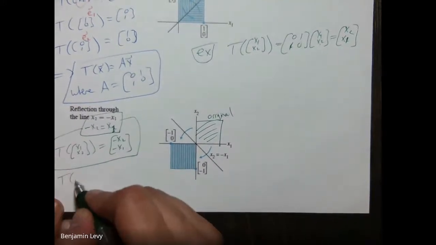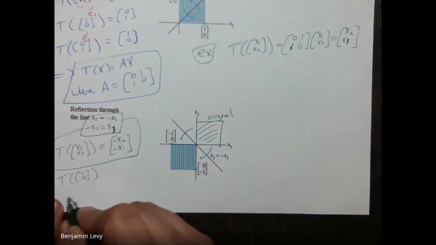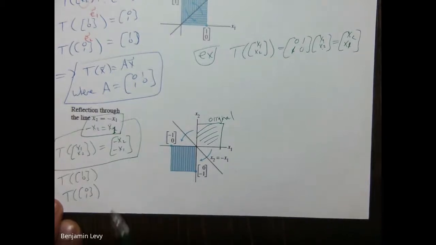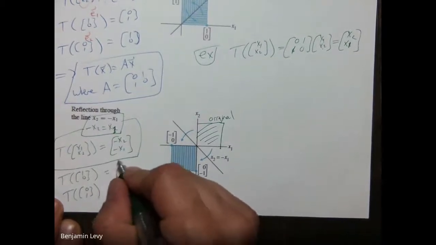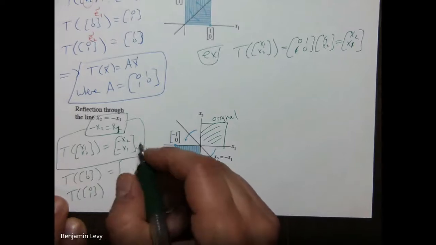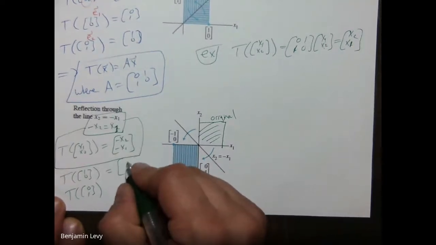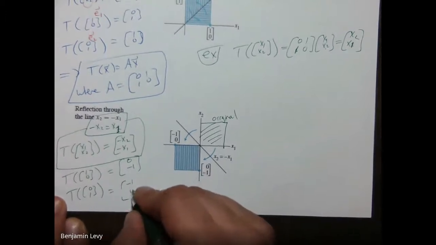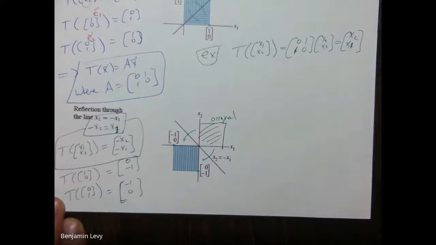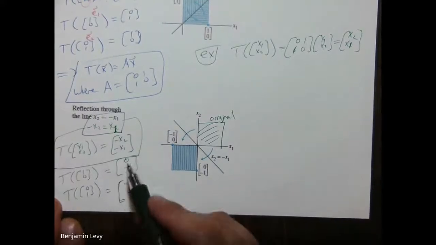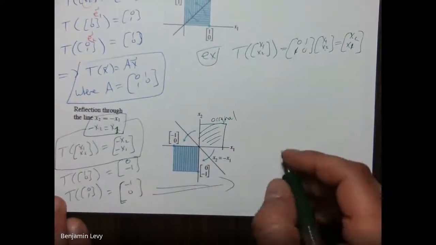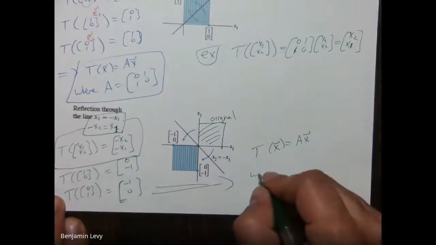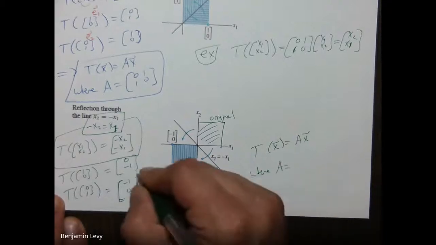So we do this, using this definition, right? So minus x2, minus x1 becomes 0, minus 1. And this one becomes minus 1, 0. So these are the columns of matrix A. So we just found that we could apply this transformation by matrix multiplication where A has these columns.